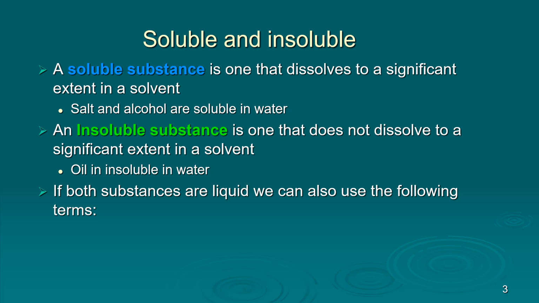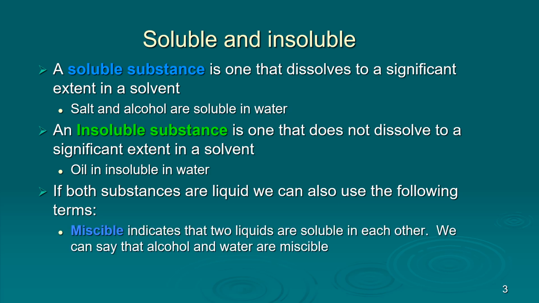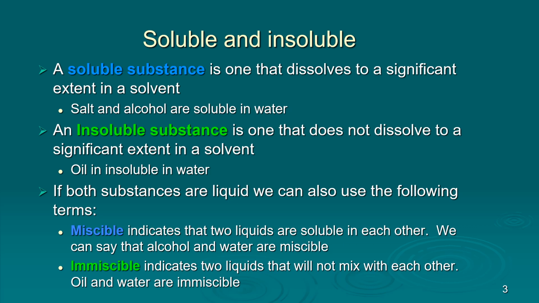And we can also use one more definition. If both the substances happen to be liquid and they mix together, we call them miscible. That means that 2 liquids are soluble in each other. So we could say they're soluble or we could say they're miscible, either one. And then 2 liquids that are not soluble in each other are considered immiscible. So oil and water are immiscible.